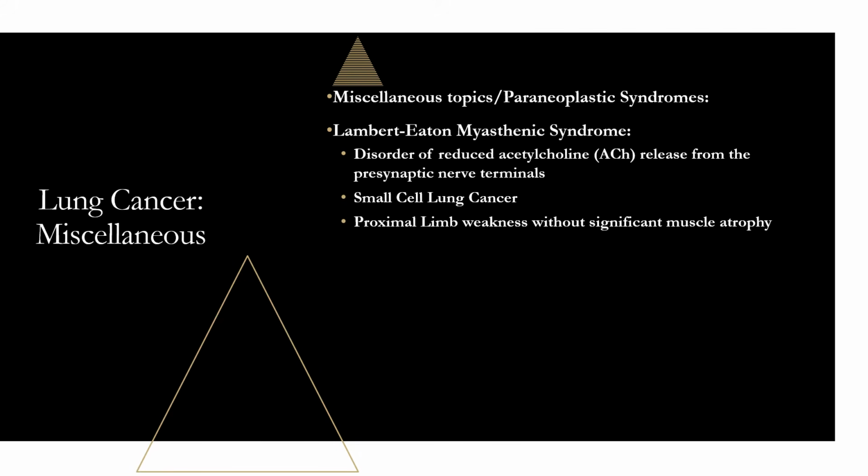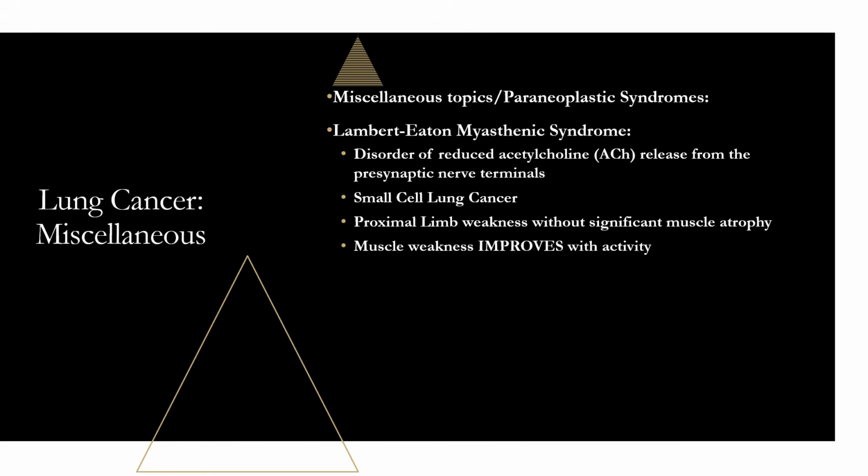That reduced acetylcholine is going to lead to proximal limb weakness without significant muscle atrophy. So this is the most common finding. In the vignette, they're probably going to describe someone who has difficulty getting out of a chair or walking upstairs, things where your proximal muscles are utilized. You're going to see that in the vignette.